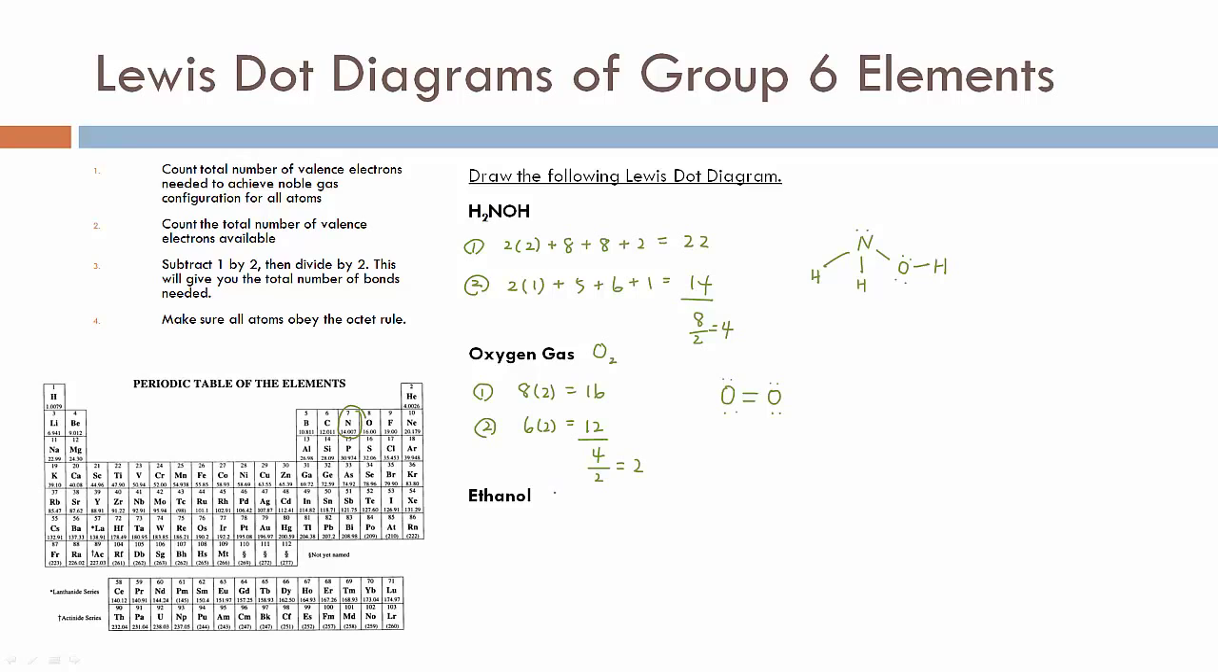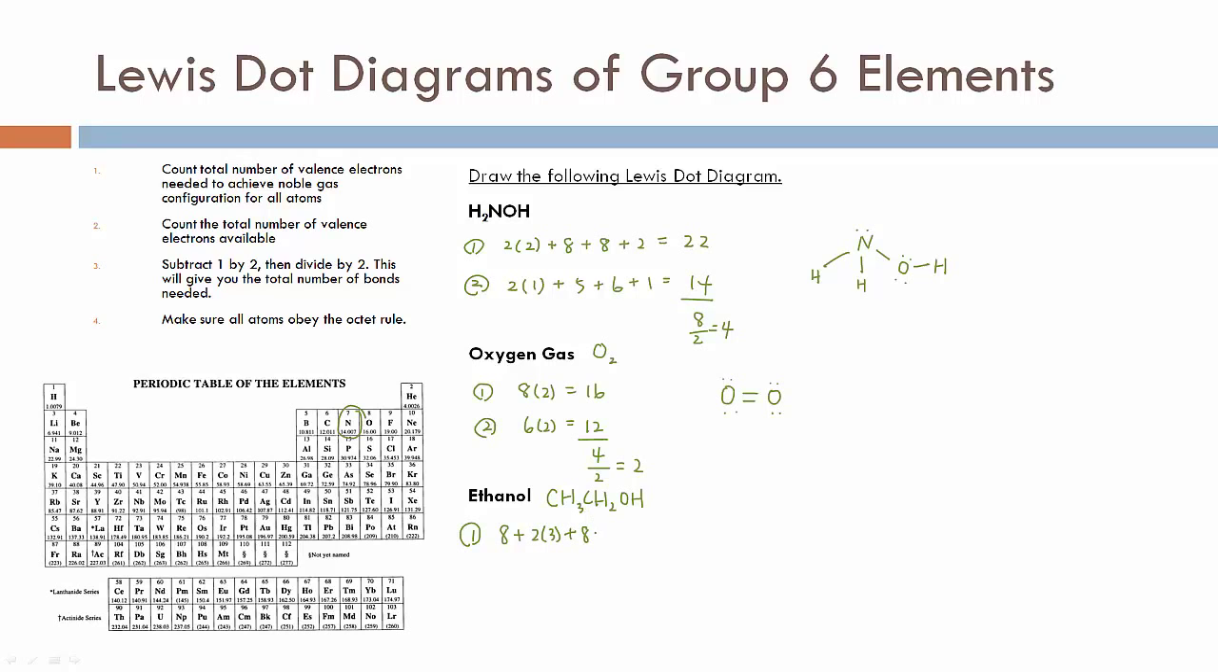Our last example is ethanol. The formula for ethanol is CH3CH2OH. First step, carbon requires 8 valence electrons to fill its valence shell. The hydrogen requires 2 valence electrons. There's 3 hydrogens, so it's 2 times 3.